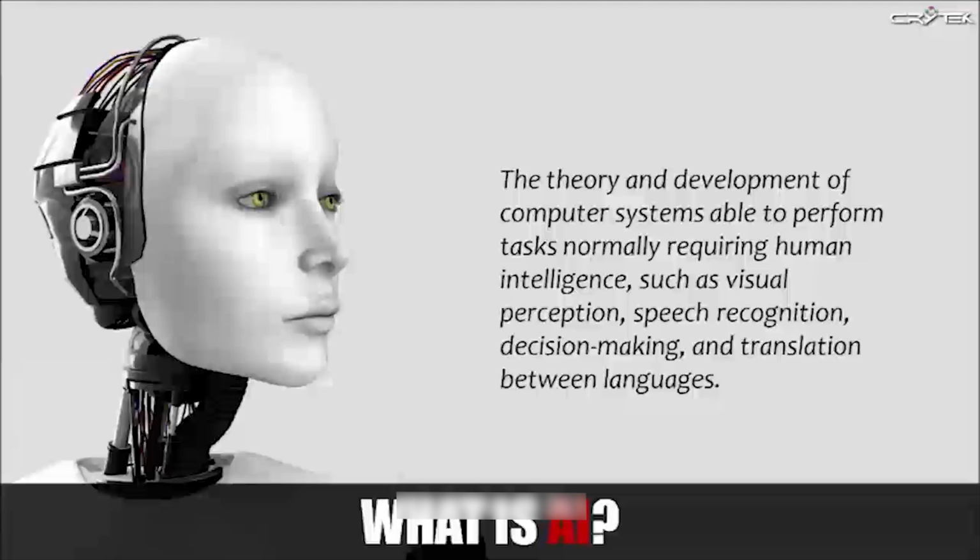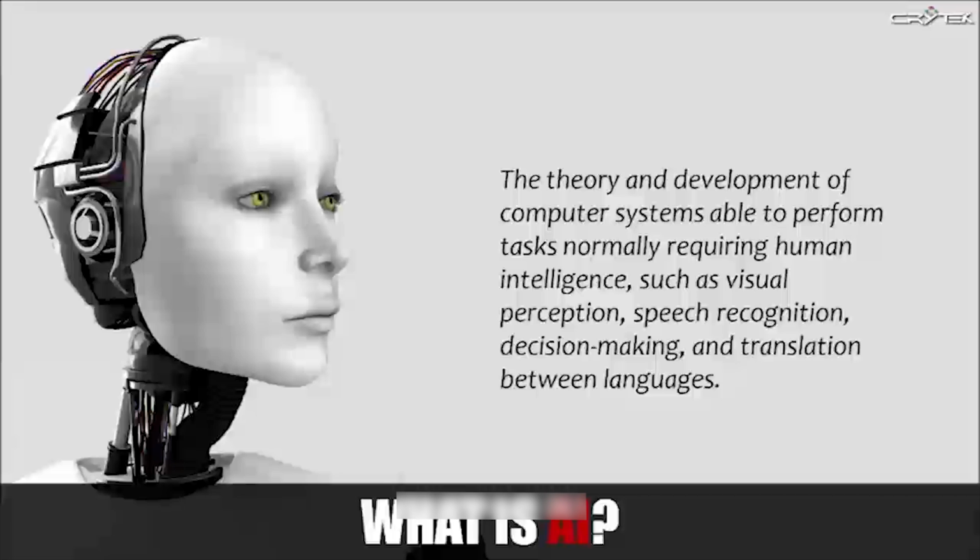What's AI in general? Let's start from first principles. Wikipedia says it's the theory and development of computer systems able to perform tasks normally requiring human intelligence, such as visual perception, speech recognition, decision making, and translation between languages.